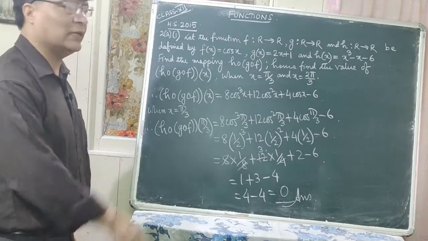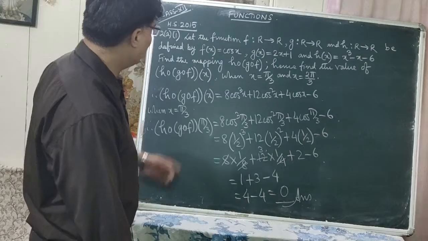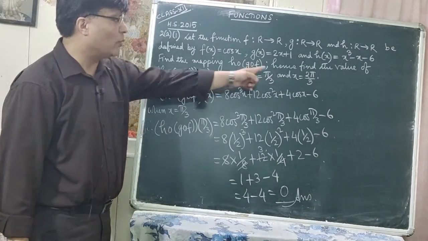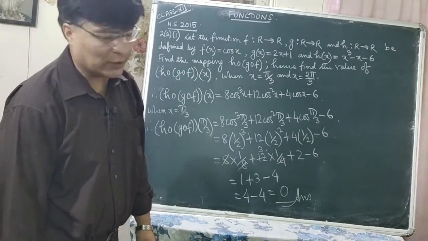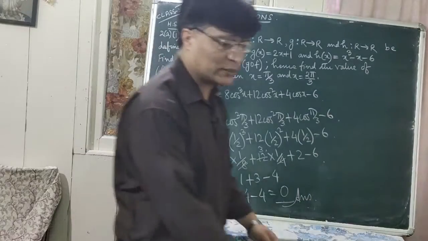Now similarly, you have to get the value of this function of x when x is equal to 2 pi by 3. You first copy it, note it down.